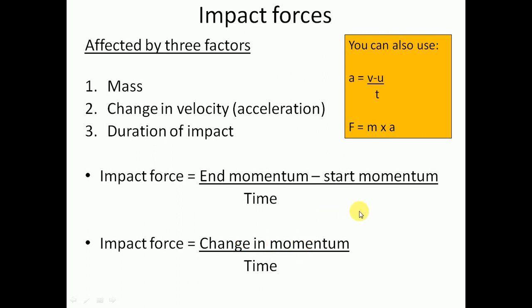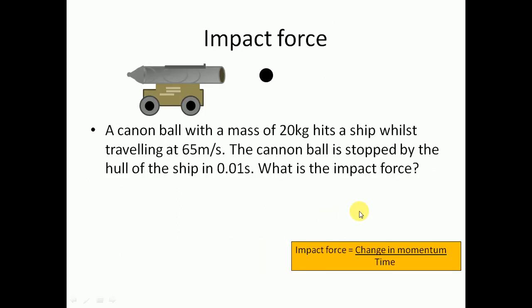So again, we have a cannon shooting a cannonball, and this cannonball has a mass of 20 kilograms, and it hits a ship whilst it's travelling at 65 meters per second. Now the cannonball is stopped by the hull of the ship, so it collides with the ship, and it stops the cannonball in 0.01 second. What is the impact force? So I've just written down there our formula. Impact force is change in momentum divided by time.